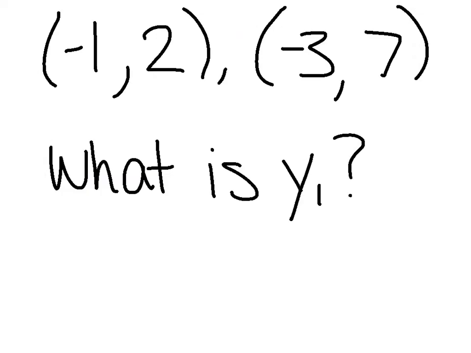Okay, walk by alert. What number is our y1? Alright guys, remember our x values are going to be in the first position of our ordered pair. Our y values will be in the second position. So our only choices would be either 2 or 3.